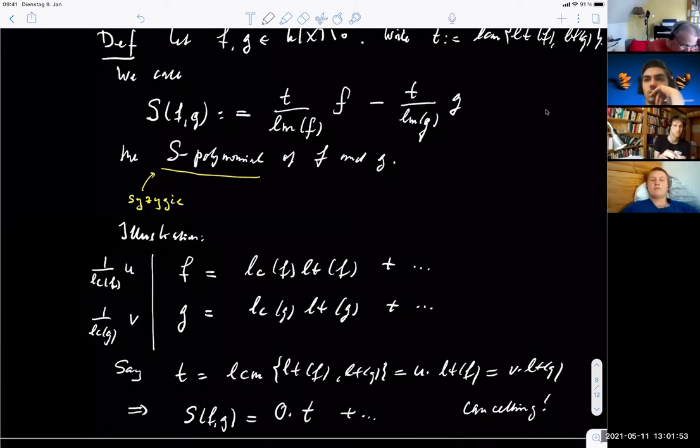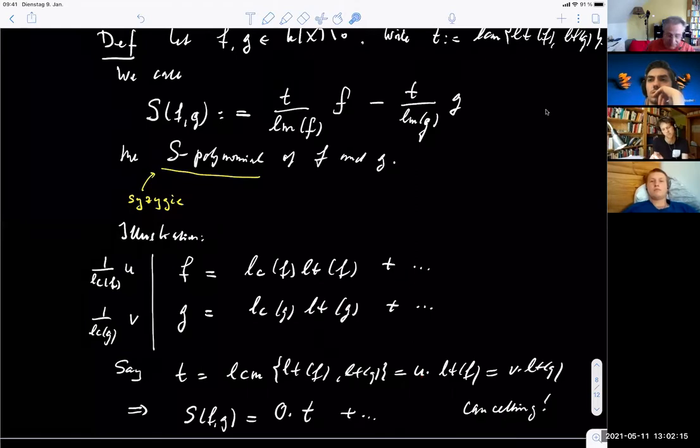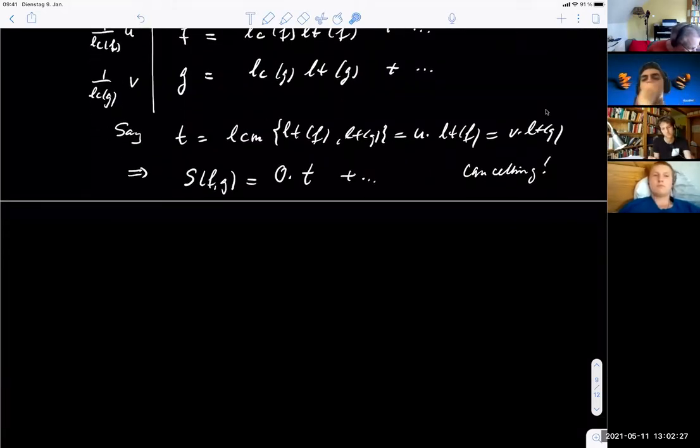Now if you check, that's exactly what I did. So this T over the leading monomial of F is exactly right. T divided by the leading monomial is T divided by the leading term of F, and then you divide by the leading coefficient. That's exactly what it is. So the formula looks a bit ugly, but there's nothing deep about it. Now what is this good for?